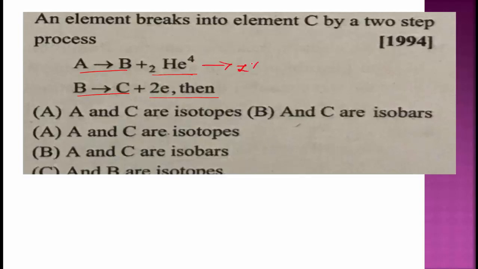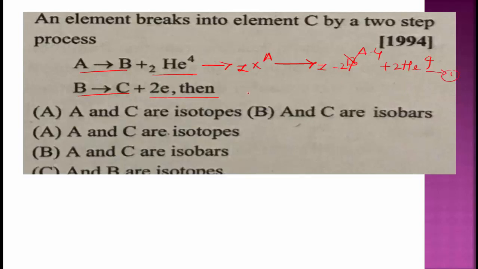It is in the form of ZXA. When it converts from A to B, it emits an alpha particle, which means the atomic number decreases by 2, giving the daughter element Y, and the mass number decreases by 4. Then only it liberates the helium. This is equation number 1.